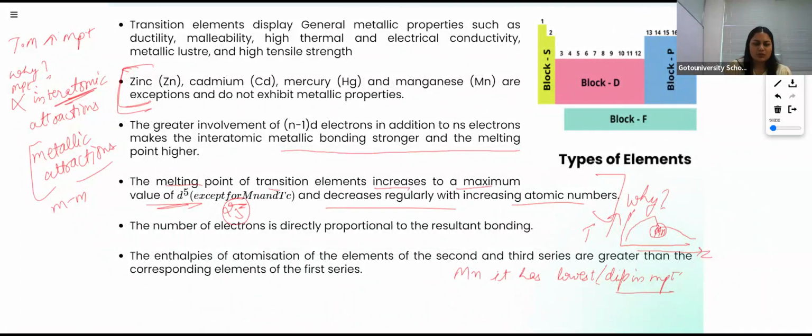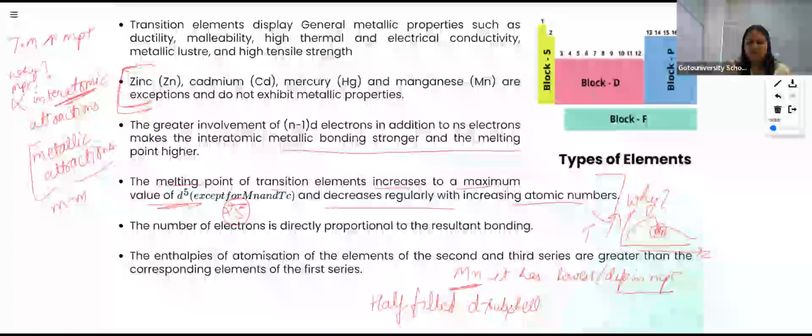Why is it so? The reason for this is that the melting point of manganese is very low due to its half filled configuration. What is the reason for manganese showing the lowest melting point? Due to its half filled d subshell configuration.